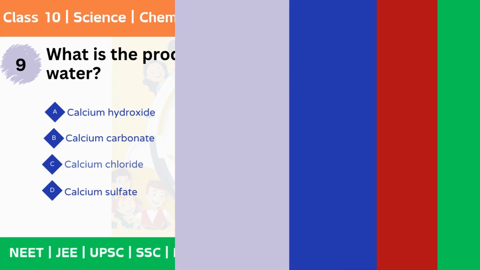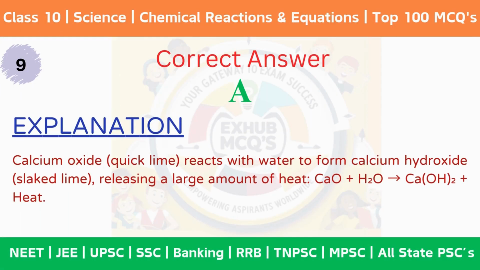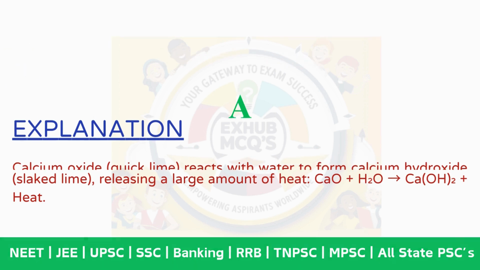The correct answer is option A, calcium hydroxide. Explanation. Calcium oxide, also known as quicklime, reacts with water to form calcium hydroxide, which is slaked lime. This reaction releases heat and is used in whitewashing.